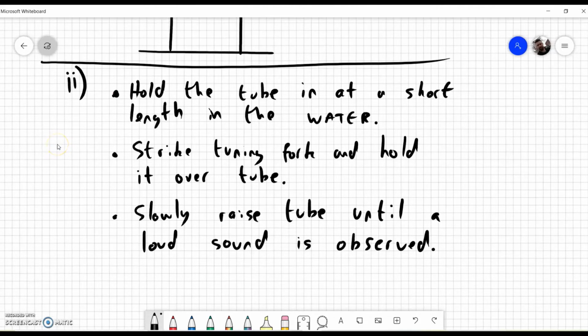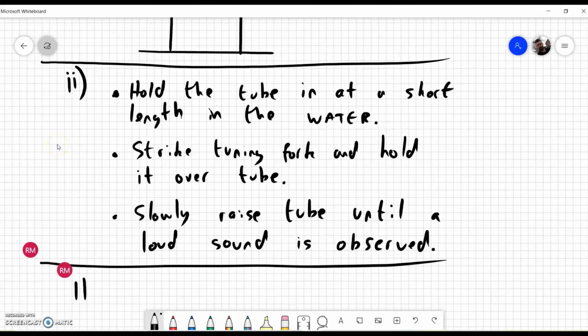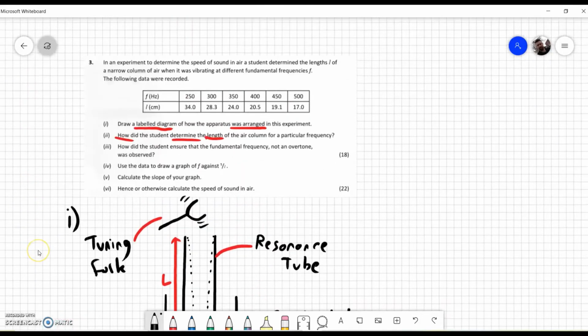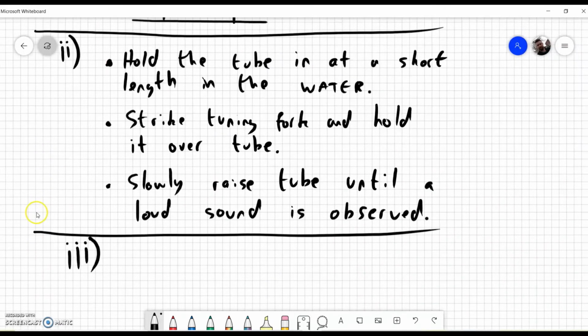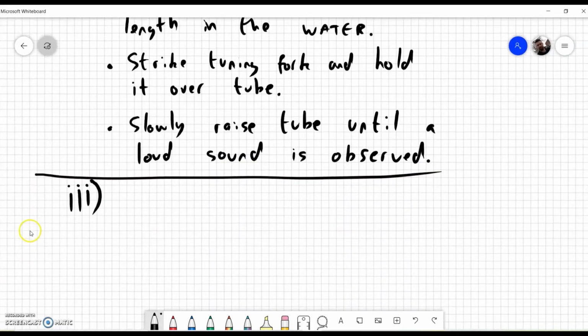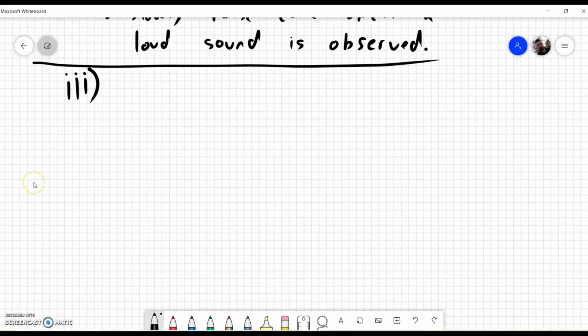The next question then, for part 3, asks us, how did the student observe that what they heard was the fundamental frequency and not the overtone? So I've actually kind of mentioned this already in part 2, but I'm going to mention it again, and then I'm going to explain to you why this is.